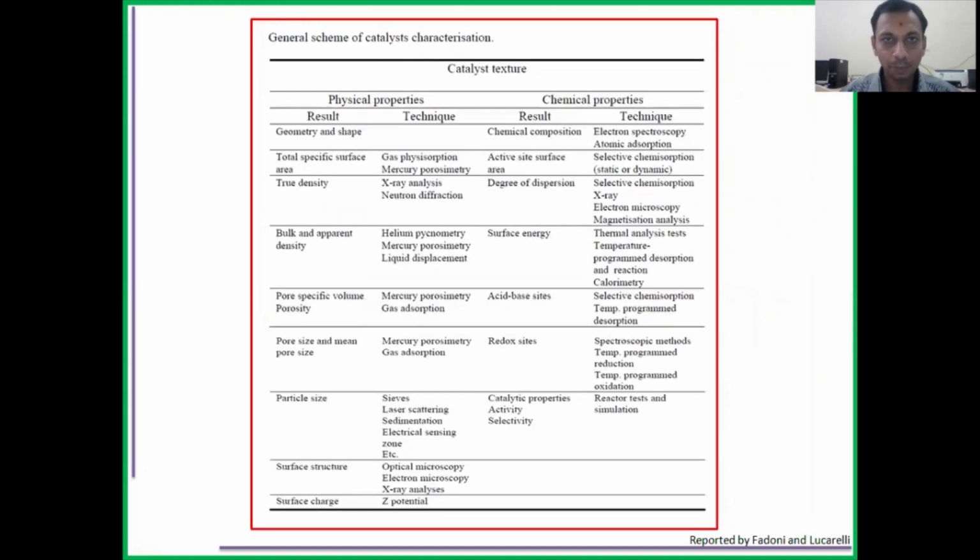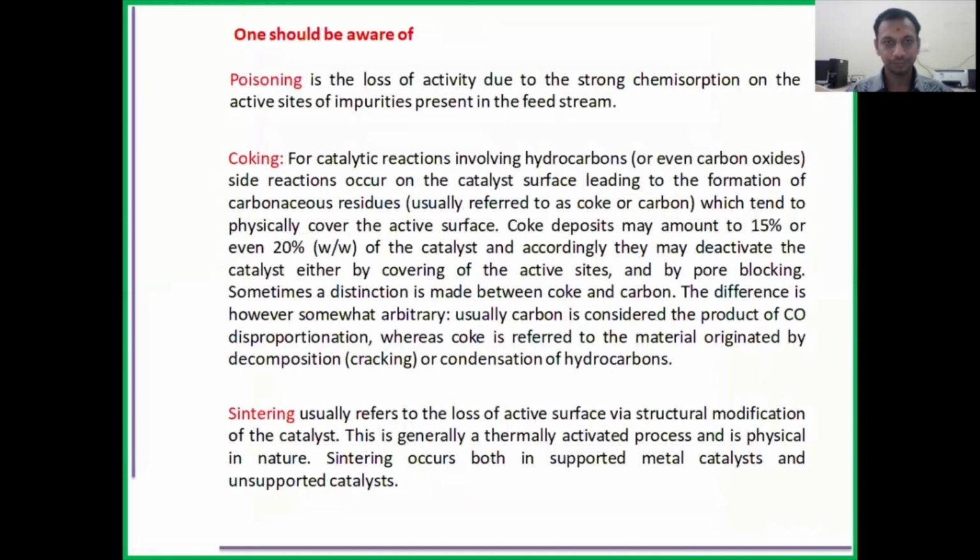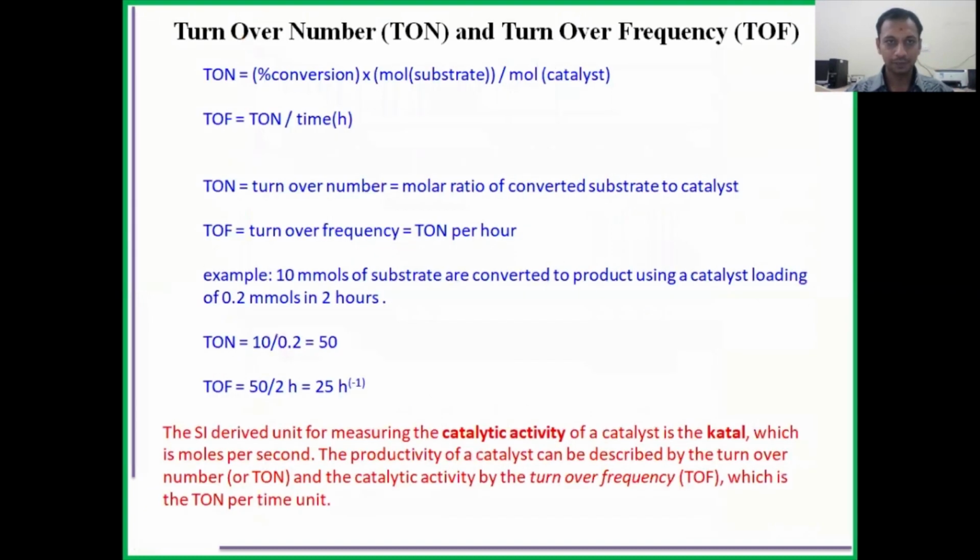So the general scheme of catalyst characterization: there are many methods to characterize nanomaterials and nanocatalysts. As I mentioned before, all the characterization techniques are most important. By using sophisticated instruments, we can do it. One should be aware of poisoning, coking, and sintering in the catalysis field.